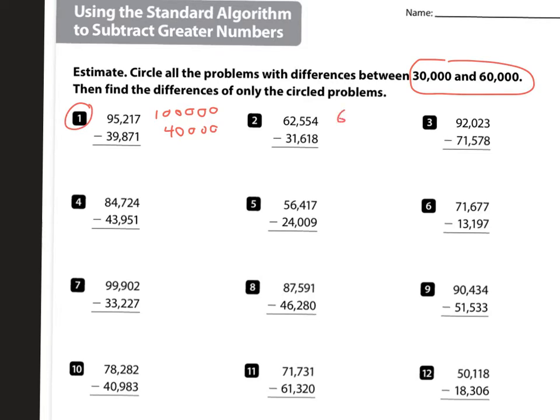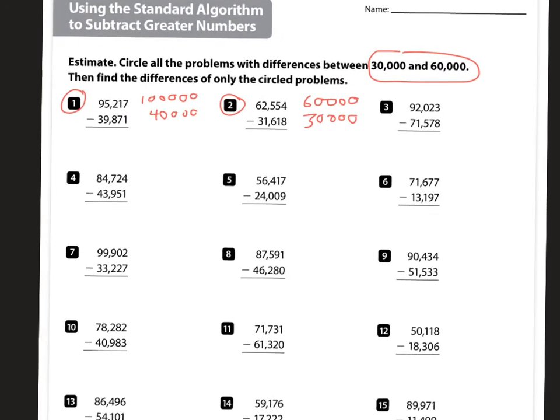Number 2 would be 60,000 and 30,000, and that is definitely there. Number 3, let's see, 92,000, so we'll round that to 90,000, and 71,578 would be rounded to 70,000. So I'll have to solve number 3.